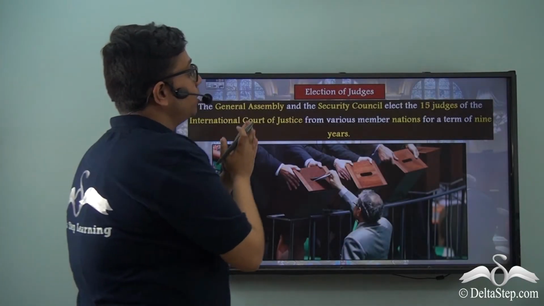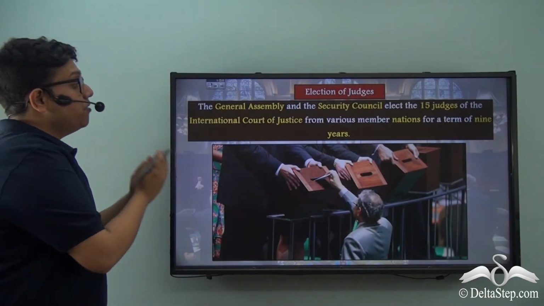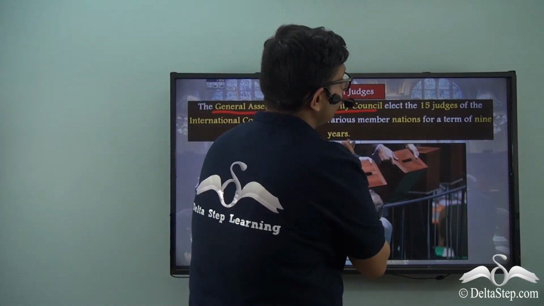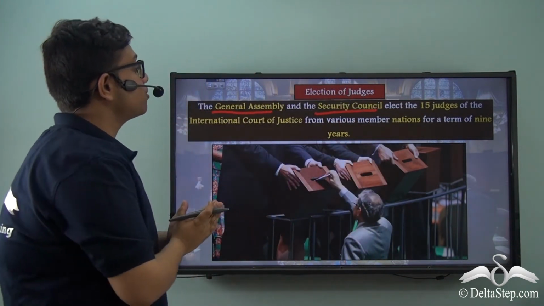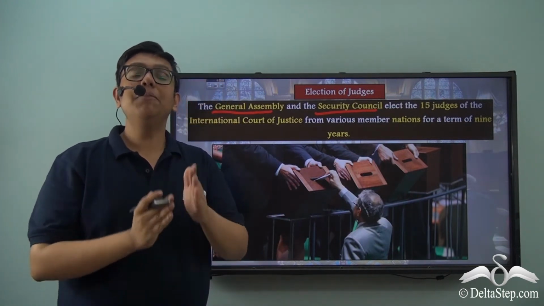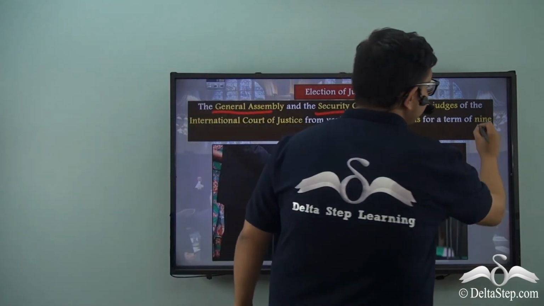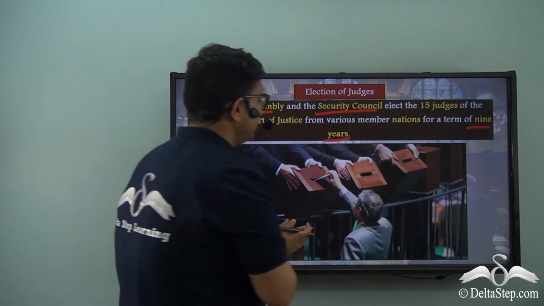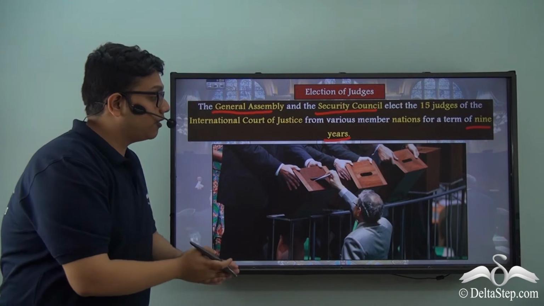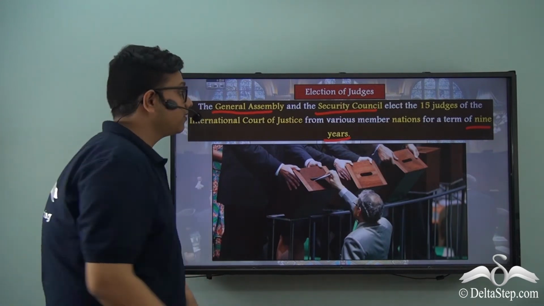Now let us see how the judges of the International Court of Justice are elected. The General Assembly and the Security Council elect the 15 judges of the International Court of Justice from various member nations. Upon being elected, each judge holds a term of 9 years. Over here we see the election procedure taking place in the General Assembly and the Security Council, which is responsible for the election of the various judges.